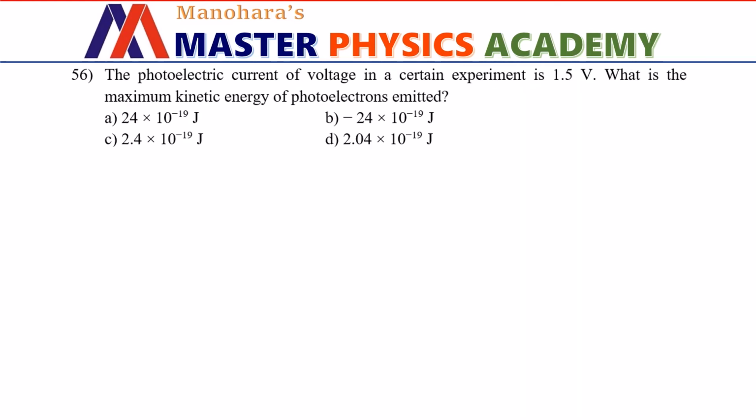The photoelectric current of voltage in a certain experiment is 1.5 volt. What is the maximum kinetic energy of photoelectrons emitted? See, this question is really ambiguous. What is current of voltage? I didn't understand this. So there is no meaning at all. The photoelectric current of voltage. So current of voltage, I didn't get it. But thinking of this 1.5 volt as the stopping potential, we are going to solve it.